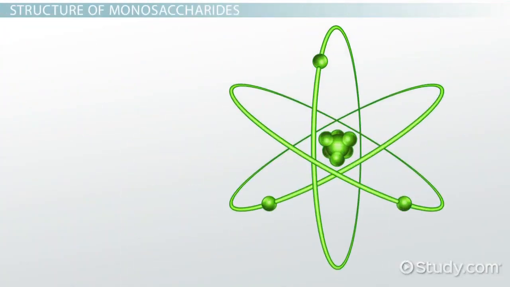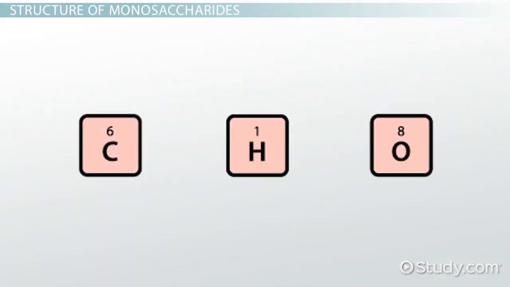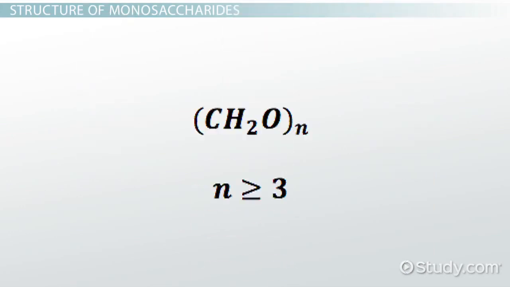Now that we know what monosaccharides are, let's take a look at how they're structured. Number of carbon atoms. We mentioned earlier that carbohydrates are composed of carbon, hydrogen, and oxygen atoms. Since monosaccharides are the simplest units of carbohydrates, then they are also made up of carbon, hydrogen, and oxygen atoms. Carbohydrates have this general formula. The possible values for n are positive integers equal to or greater than 3.